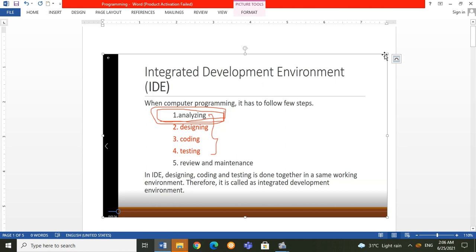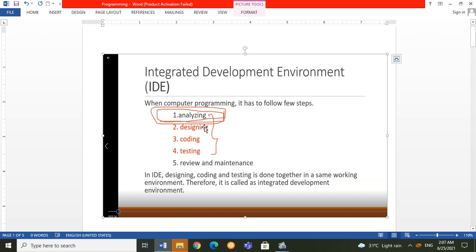When computer programming, it has to follow a few steps. So we have discussed the first part, analyzing. Now we have moved to the second part, designing. Today you all have to listen to how to design the program. Okay. This is what we are going under: flowchart designing, right?